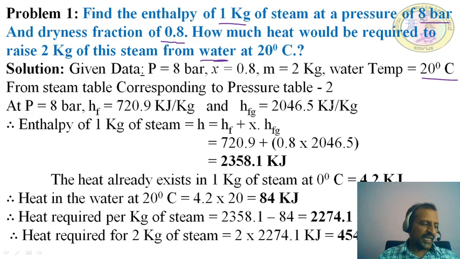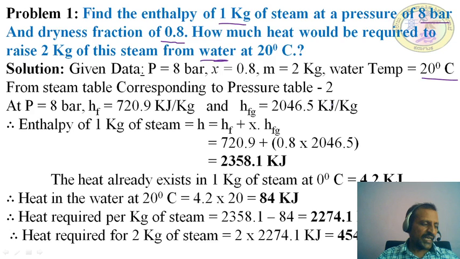Then find out the enthalpy of 1 kg of steam. So this is HF plus X HFG because it is wet steam. So HF plus X, the dryness fraction, into HFG. So HF is 720.9 plus the dryness fraction 0.8 into HFG, 2046.5. Then you will get 2358.1 kilojoules. So this is the amount of heat required for 1 kg of mass.